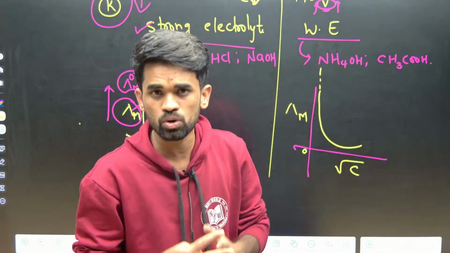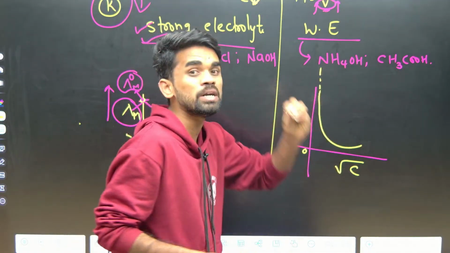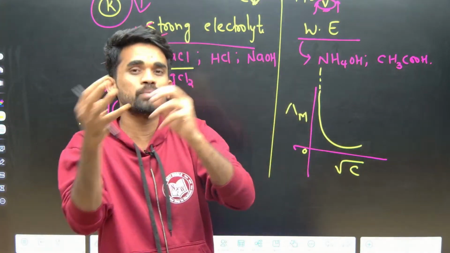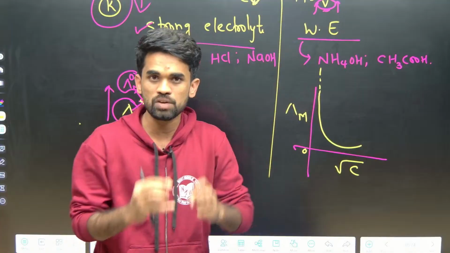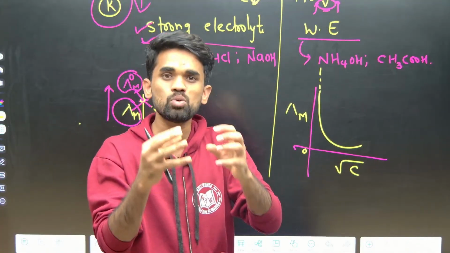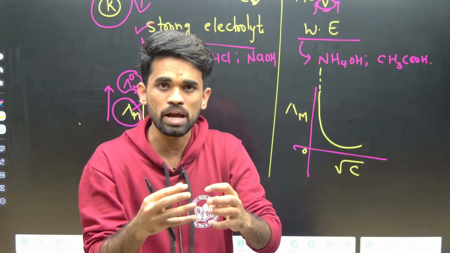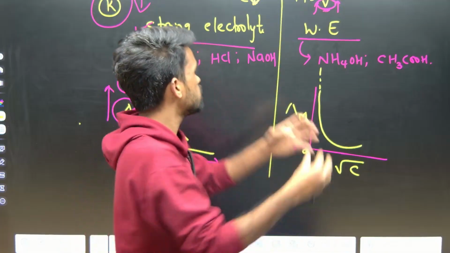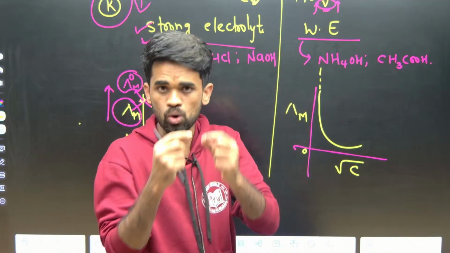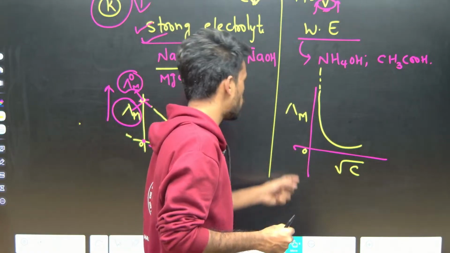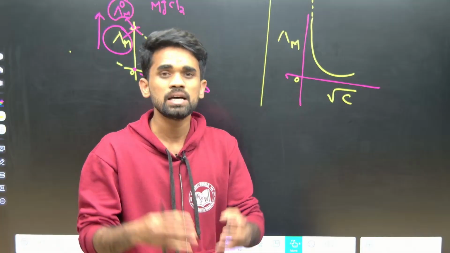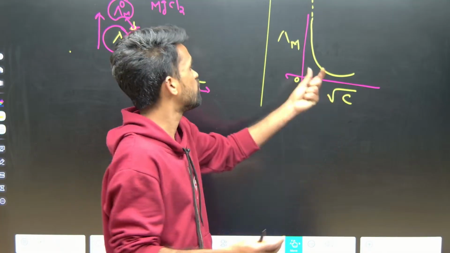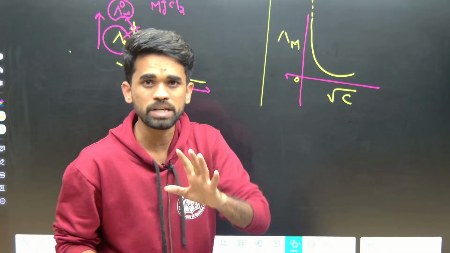So now what can we do? We can calculate the limiting molar conductivity by some other method, and that method is our Kohlrausch law. So what is the use of Kohlrausch law? The limiting molar conductivity of weak electrolytes can be calculated using an indirect method called Kohlrausch law. Hope the discussion is clear.